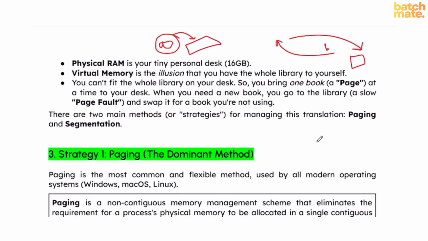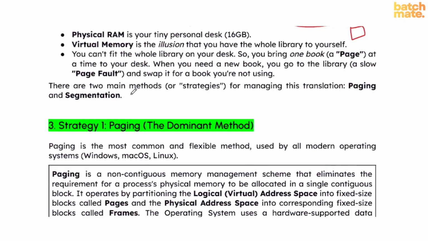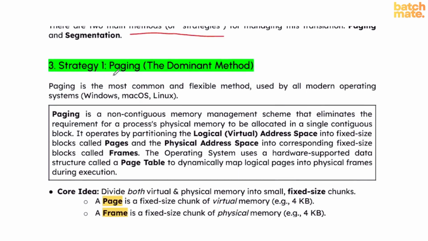So, we have the concept, but how does the OS manage this swapping without losing track of millions of books? That can be done using two strategies. So, let's see the first one, paging. Now, how do we actually build this illusion? The most common method used by Windows, macOS, Linux, and Android is called paging.